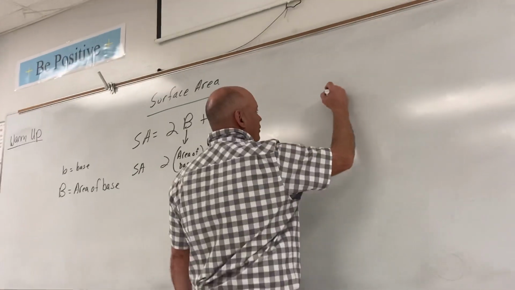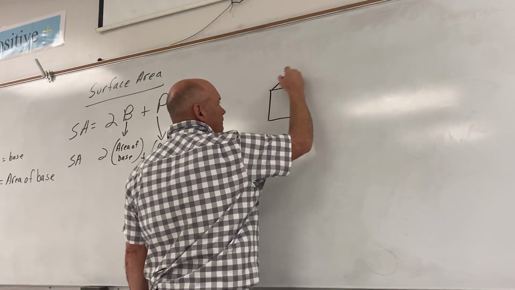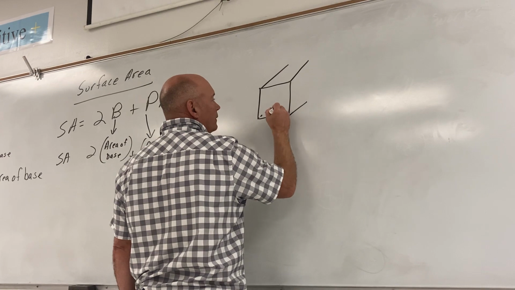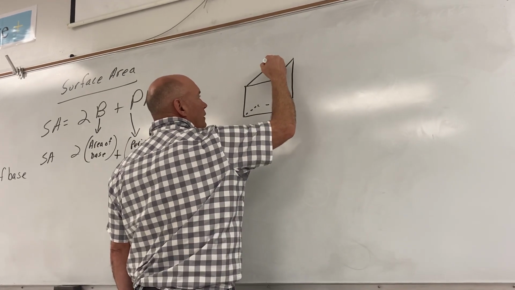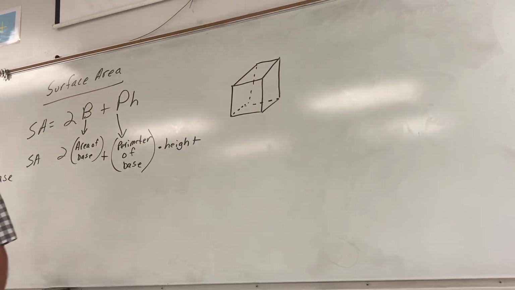Now, bear with my drawing skills. We'll start off with a rectangular prism. Not too bad, Murphree. Not horrible. Not great, but decent enough.